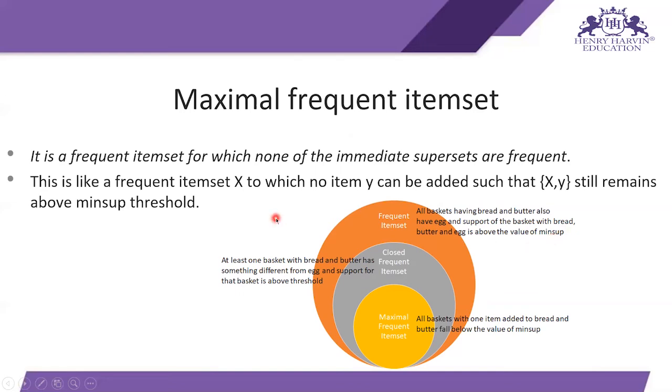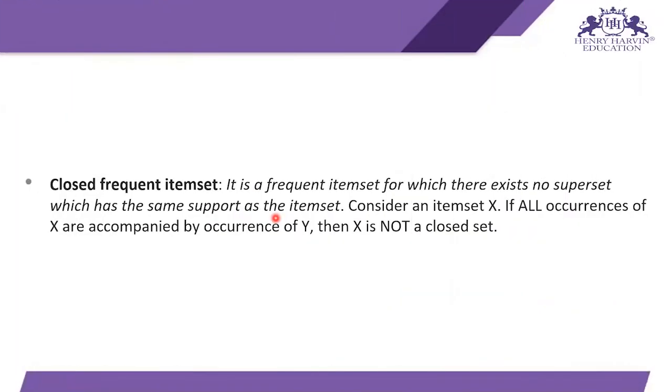So now we go to the closed frequent item set. It is a frequent item set for which there exists no superset which has the same support as the item set. Consider an item set X. If all occurrences of X are accompanied by occurrence of Y, then X is not a closed set.